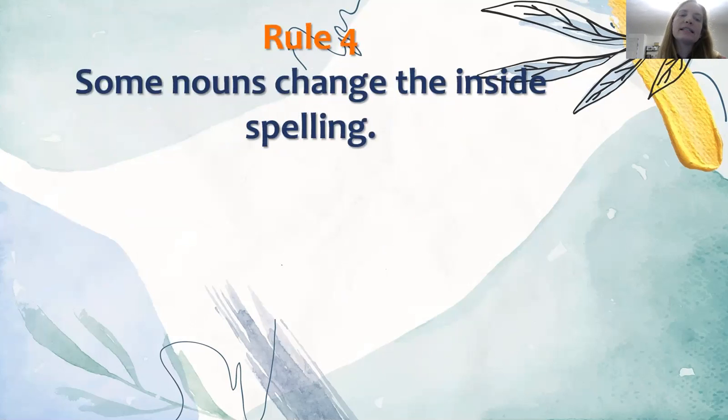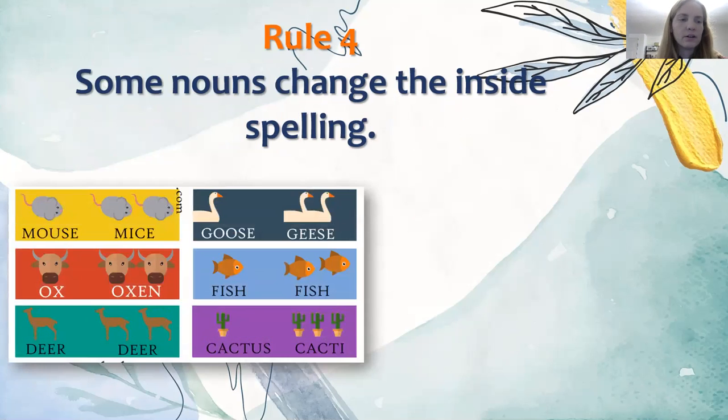Rule number 4, some nouns will change the entire middle of the word. So you're basically changing the entire word. For example, mouse, one mouse becomes mice. One goose becomes 2 geese. One ox becomes 2 oxen. One fish, 2 fish. Do you see it doesn't change.